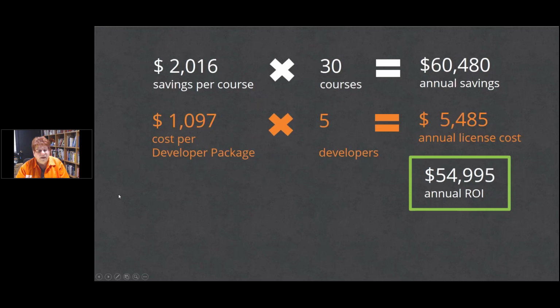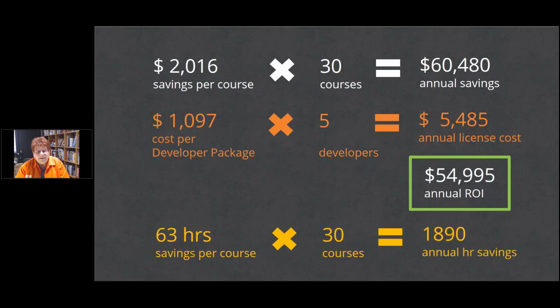that template purchase. Now, on top of that, we also have the savings in time. So we have a huge resource saving. We're saving 63 hours per course by using templates as opposed to developing from scratch. So we multiply that times 30 courses, and we get back 1,890 hours that a resource is free, that resource can be deployed towards some other opportunity.